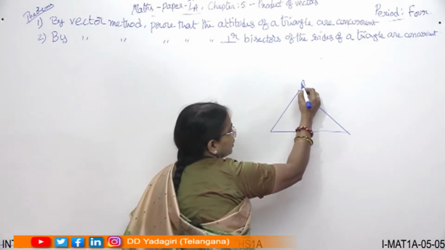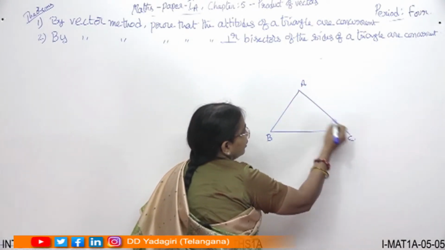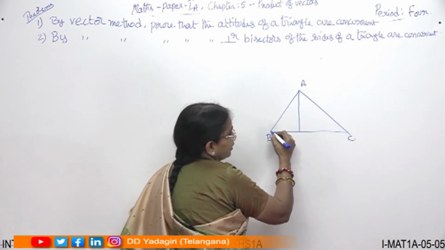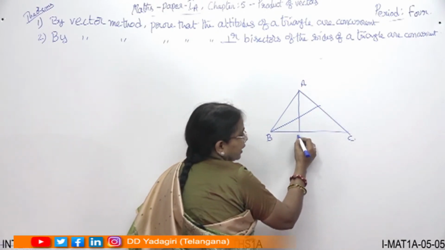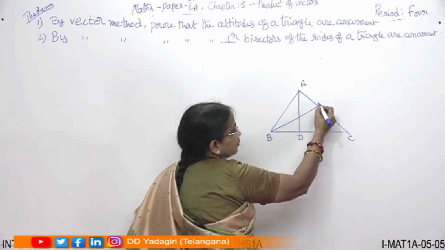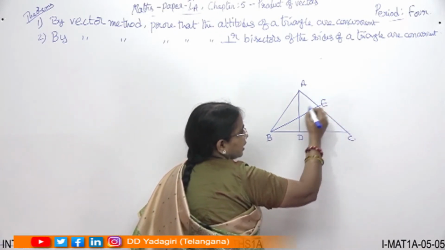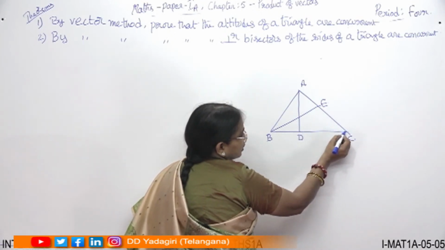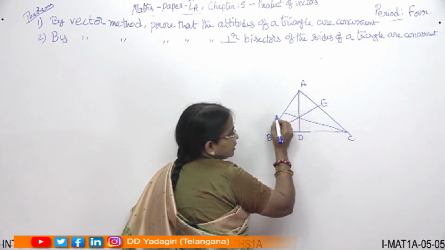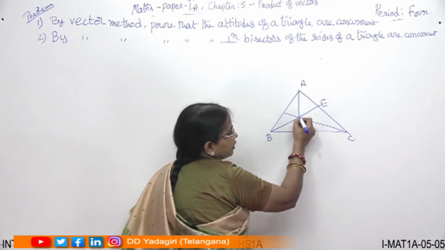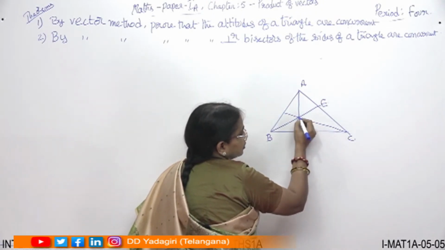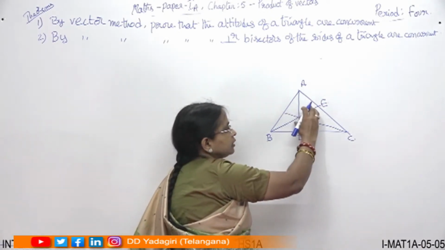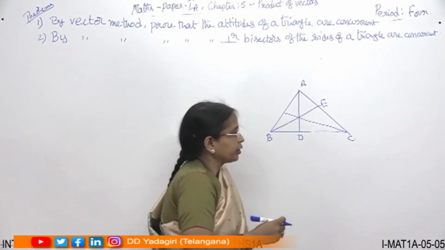Here ABC is the triangle, and you draw one altitude. Altitude is the height. AD is one altitude, and BE is another altitude. You must show that the altitude through C is also passing through the same point. So this point is the point of concurrence. You must show that all 3 altitudes intersect at the same point.